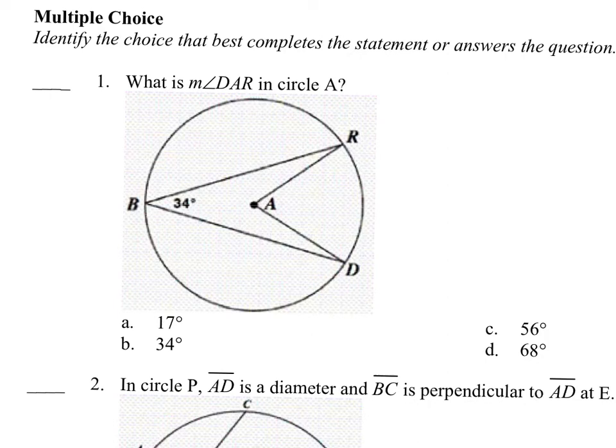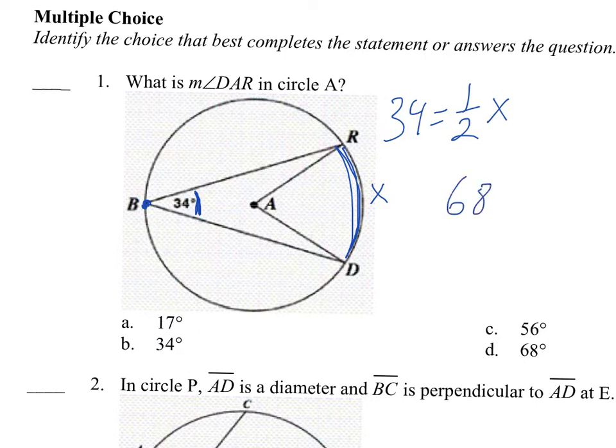Okay, looking at the Unit 11 test review, let's take a look at number 1. We have the measure of angle B whose vertex lies on the circle, and remember, if its vertex lies on the circle, it is equal to half of the intercepted arc. So 34 equals 1/2 the arc of RD, which we'll just call X. Multiply both sides of the equation by 2, and we end up with 68 equals X, because when we multiply by 2, it cancels the fraction out. So our answer here is D.